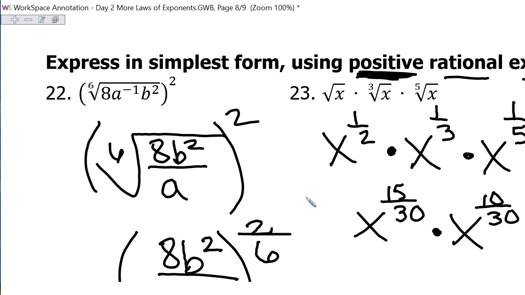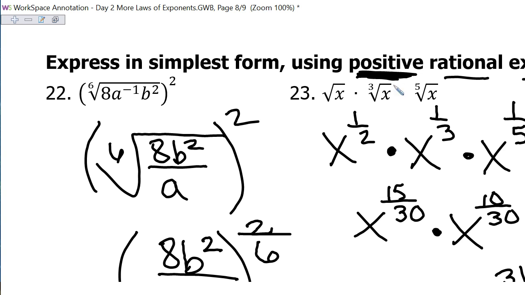And now I can go ahead and add those exponents, so that would be 31/30. So is my answer with a positive rational exponent? Yes. So that's our answer, x to the 31/30.